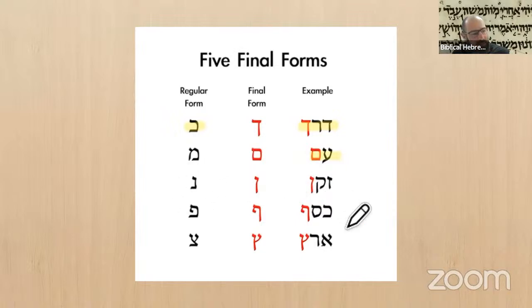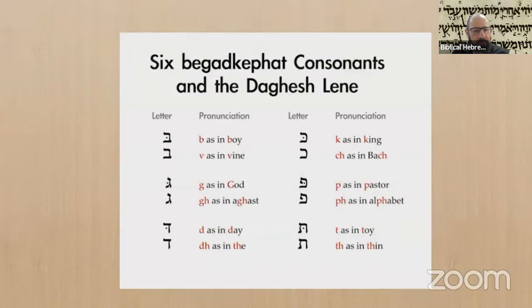Sofit means end. Then we have Pe Sofit. And then we have Tsade, this is the Sofit. Only 5 letters to remember, only 5. These characters are completely different only at the end of the word. So we're going to learn and repeat them again and again. Now, this sounds hard to you, but it's going to get clearer every lesson.